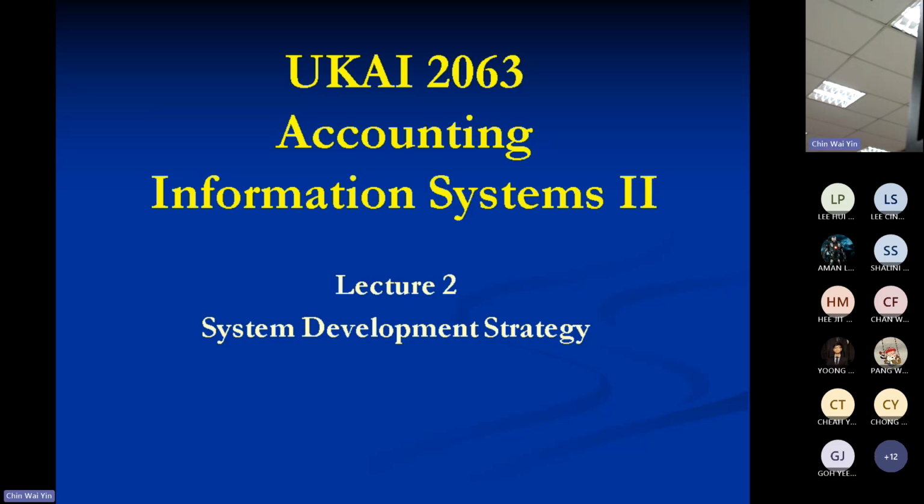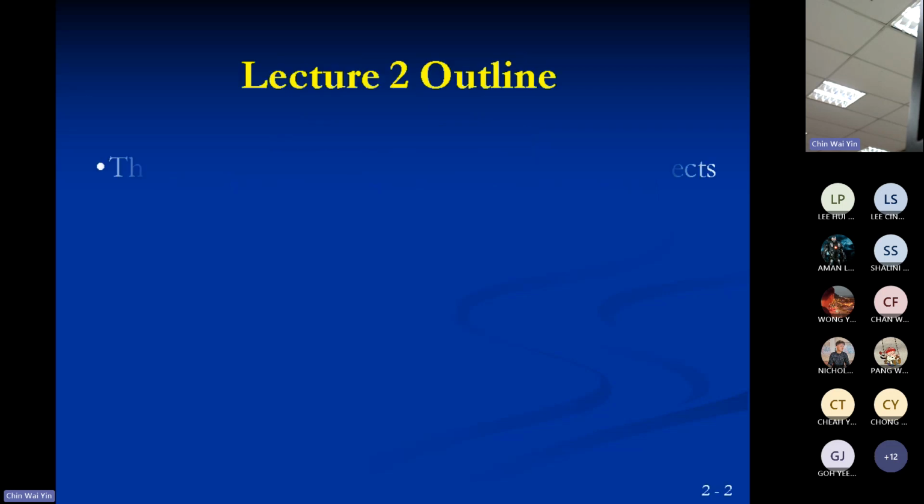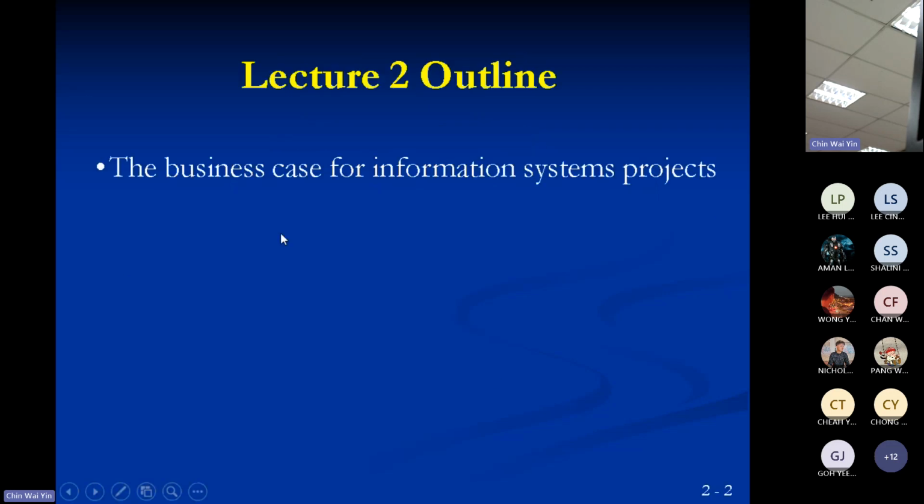Information system project. Yeah, we talked about feasibility analysis. We talked about what are the reasons for information systems projects and how to build a business case, right? So that was the first part of lecture 2, on the feasibility analysis, building a business case for the information system project, and also the 4 feasibility studies.